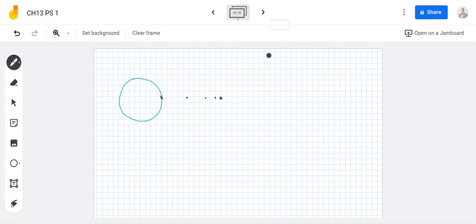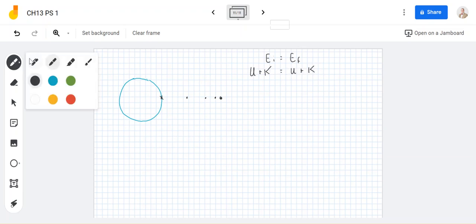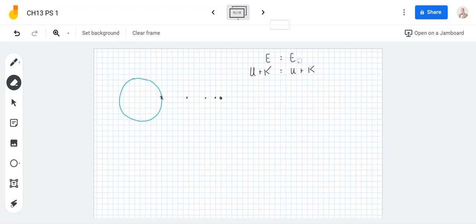So we're going to go with energy conservation again. Initial energy is going to be equal to final energy. So here's the initial energy here. We have U plus K still equal to U plus K. So this is at the surface. And my picture is backward. That's going to be annoying. So I'm going to switch these.